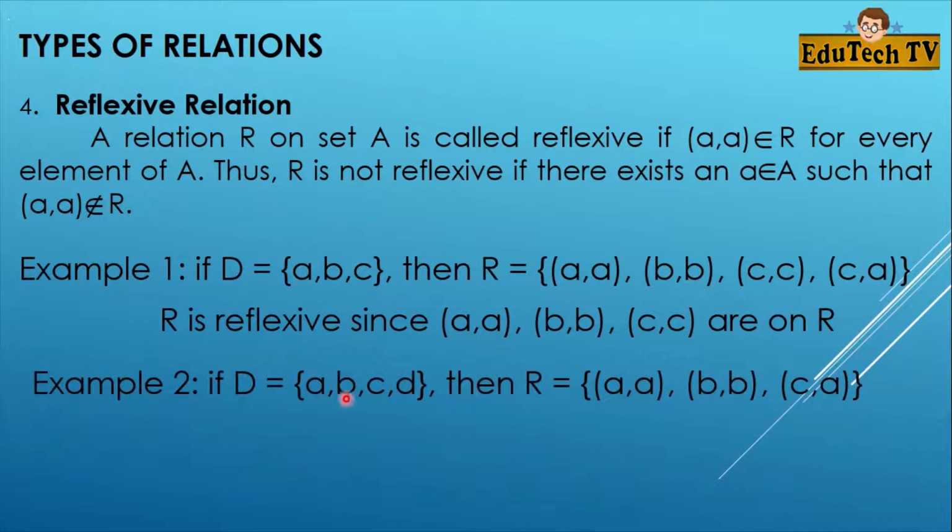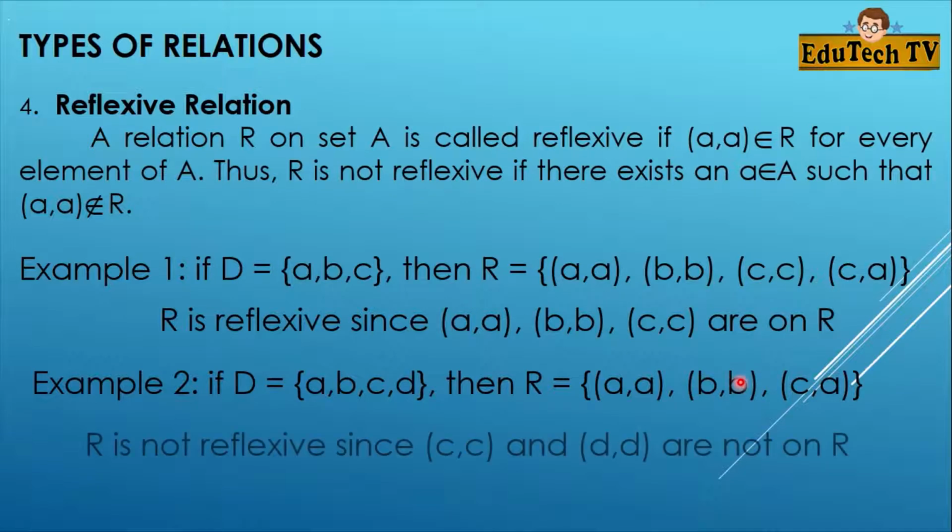Now let's have example number 2. If we have the set whose elements are A, B, C, D, and the relation is AA, BB, and then CA. Now take a look at this. There must be CC and DD to make it reflexive. Since there is no CC and DD, it is not reflexive.